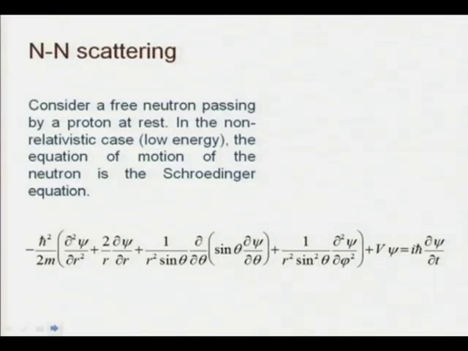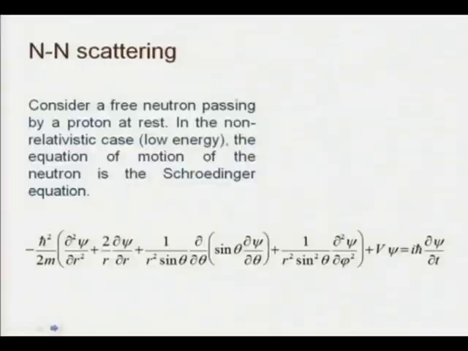So, let us look at some simple basic ideas of nucleon scattering. Here N stands for either proton or neutron. For low energy systems, if we have a small kinetic energy compared to the mass, for example up to a few MeV kinetic energies, because the mass of the neutron is about 1000 MeV, a few MeV can be considered a non-relativistic region. So, in such cases, what will dictate the scattering process is basically the Schrodinger equation.